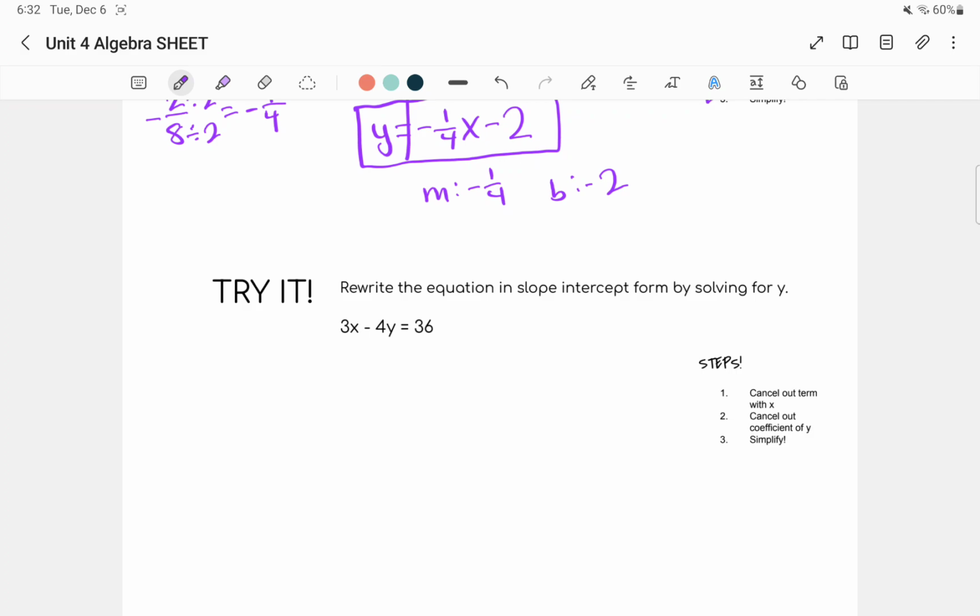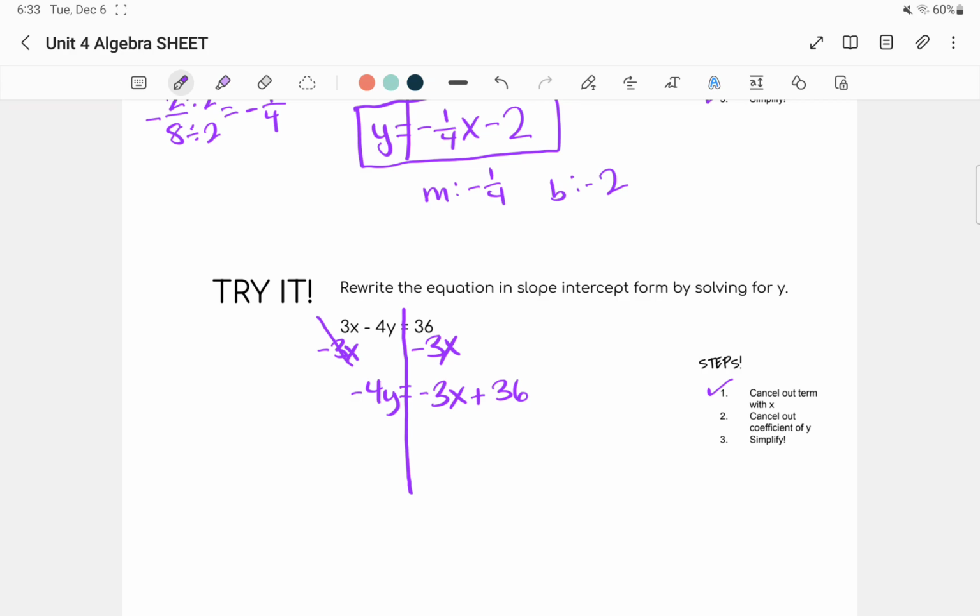All right, so let's see if you're right. First, I'm going to go ahead and draw my line. Then it says step 1, cancel out the term with the x. So I'm going to subtract 3x from both sides. Done. Now when I do that, I cancel these out. I am left with negative 4y. Don't drop that negative sign. I'm going to put the negative 3x first and then add 36, because 36 minus 3x is the same thing as negative 3x plus 36, because of the commutative property.